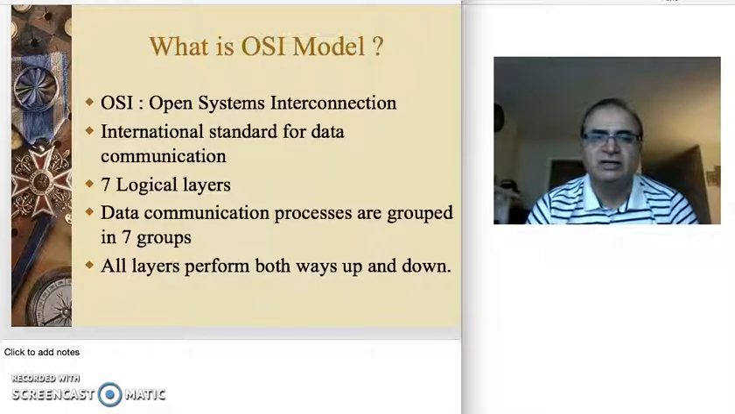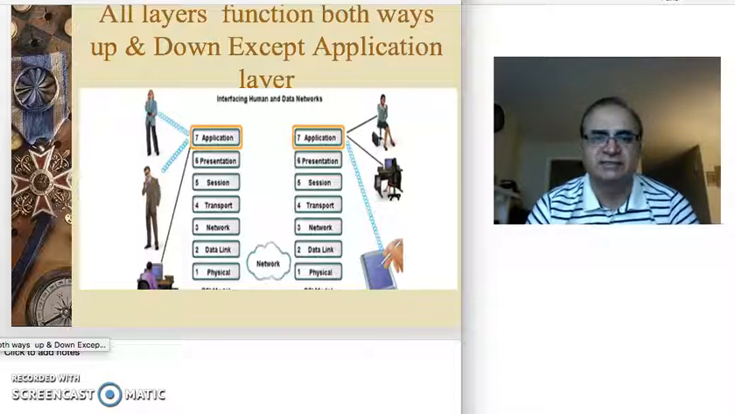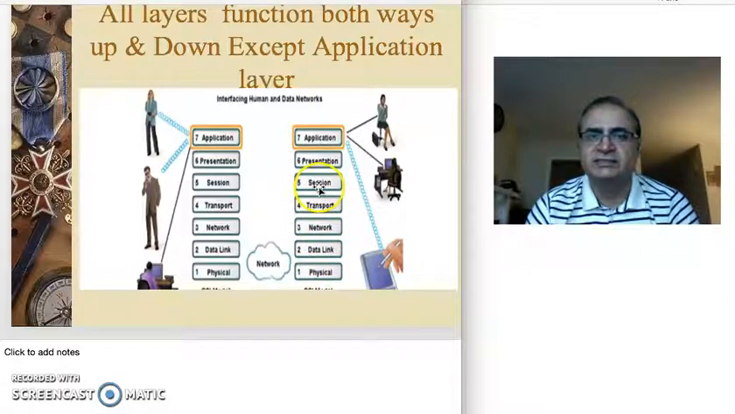All layers perform both ways, up and down. That means when there is a communication, this model is used in both the upward direction and the downward direction. It will be more clear in the next slide. So these are the 7 layers: physical, data link, network, transport, session, presentation, and application. This sequence is also very important. So let's start from here.